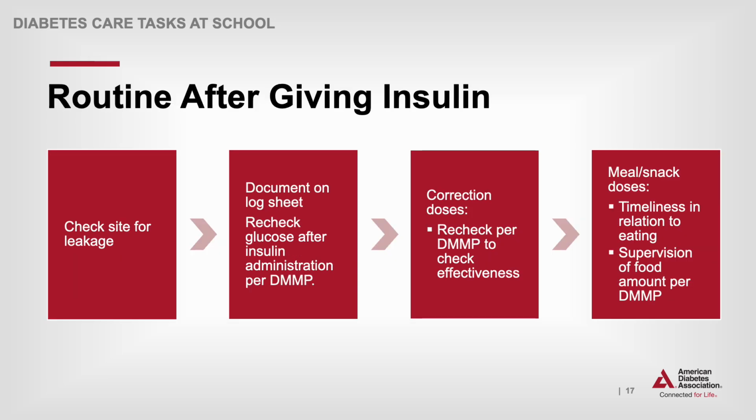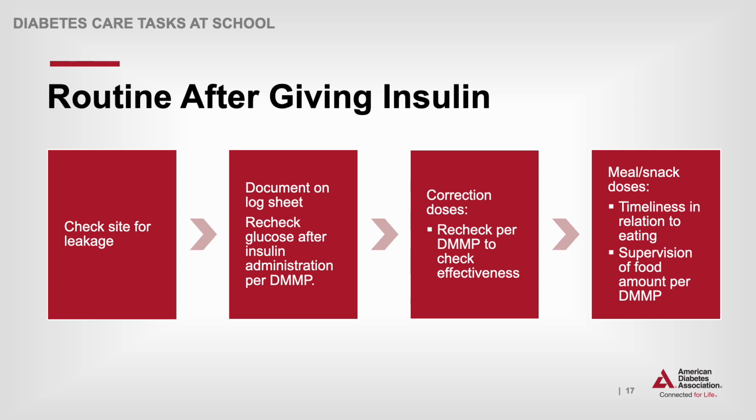A few pointers to keep in mind after insulin is given, regardless of whether it is by syringe, pen, or pump. Occasionally, injection sites or infusion sites will leak when insulin is administered. Document on a log sheet. When correction doses are given to lower blood glucose, a retest should be done, if specified in the DMMP, to determine how well the correction dose worked.